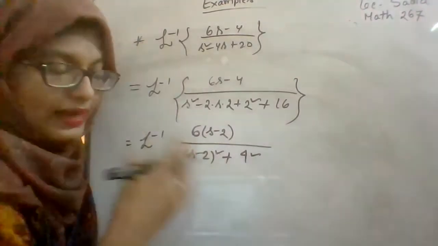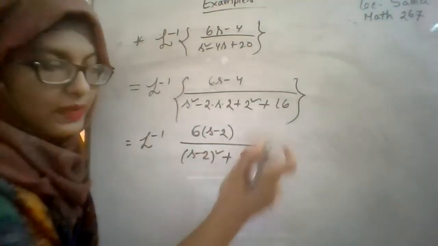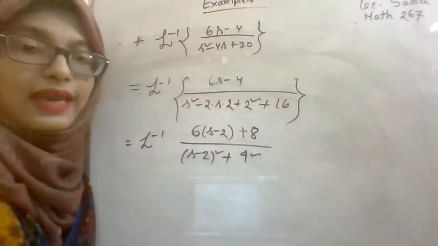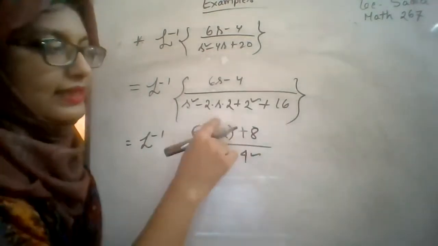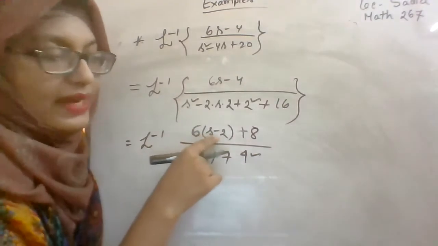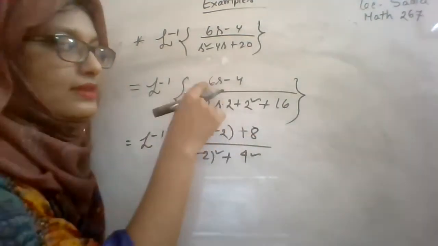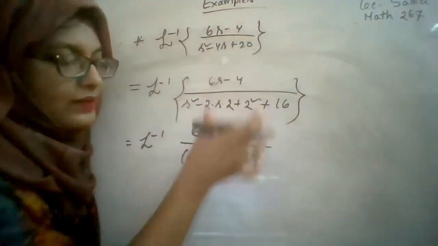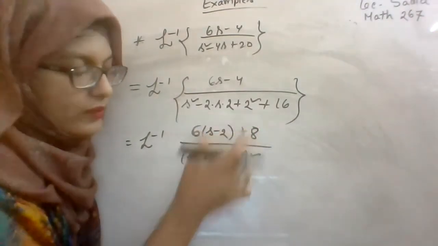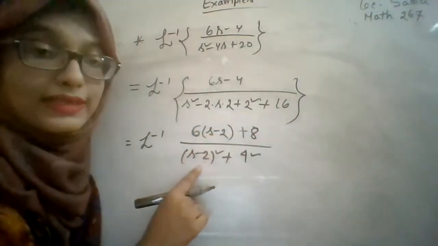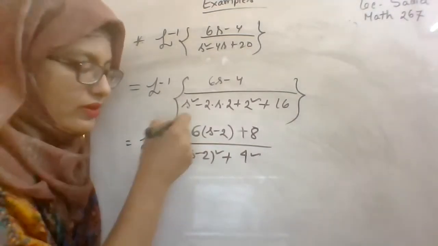So how can I manage this? If I add plus 8, then I think these terms are similar. 6s minus 12 plus 8 is equal to 6s minus 4. So this term can be rewritten in this form to find the term s minus 2 as the similar of our denominator. Is it clear?